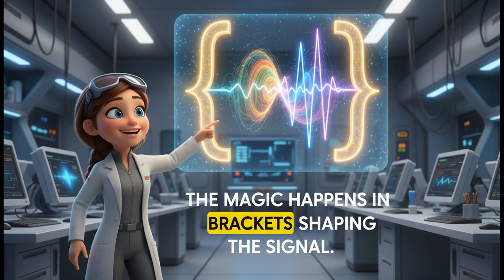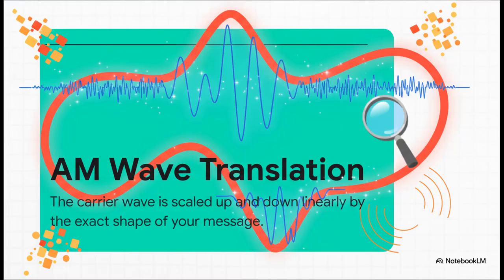The cosine part is just that rapid carrier we talked about. m of t is simply your message. k sub a is just a sensitivity constant. The real magic happens entirely inside the brackets. So, here is your plain text translation to jot down in your notes. This intimidating equation simply means that the modulated signal is nothing more than the carrier wave being scaled up and down linearly by the exact shape of your message.